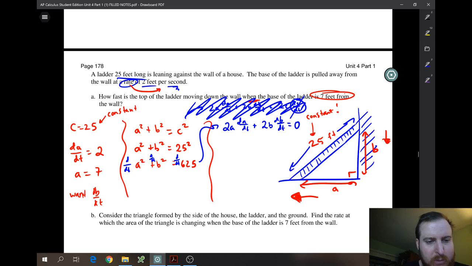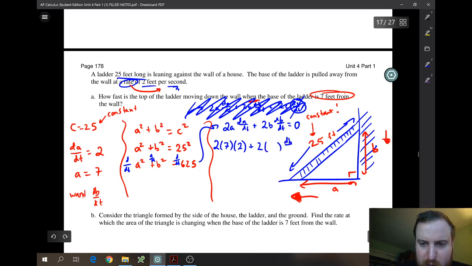Okay, so now we can start plugging in. So 2 we can plug in, A we can plug in as 7, dA dt we can plug in as 2, then 2 we can plug in, but we don't know what B is. Now we want dB dt, so we know we're not going to plug in there. But the reason I like to plug in is it kind of tells me what else I need to do. So what I need to do is figure out what b is. Now, do I have any formula where I could plug in and figure out what b is? Yeah, we have a squared plus b squared equals 625.